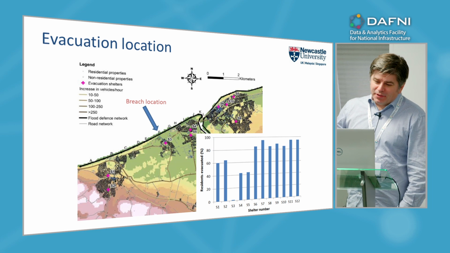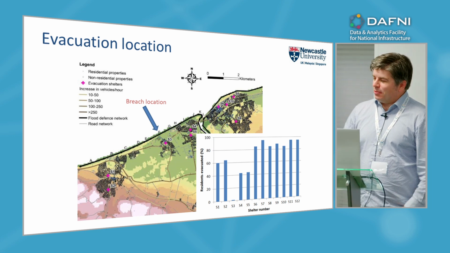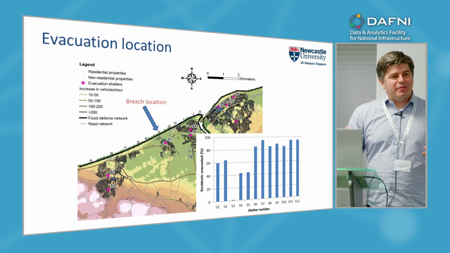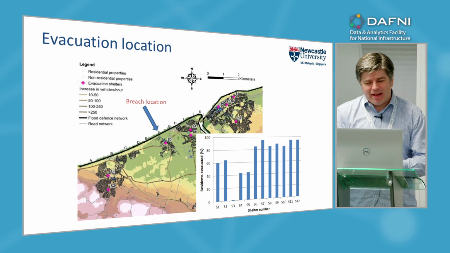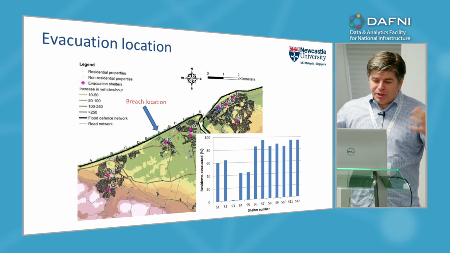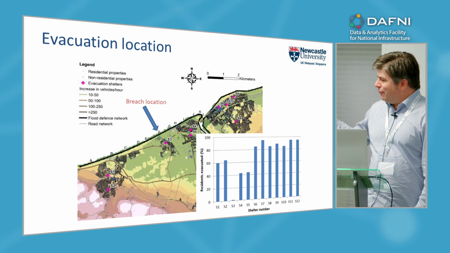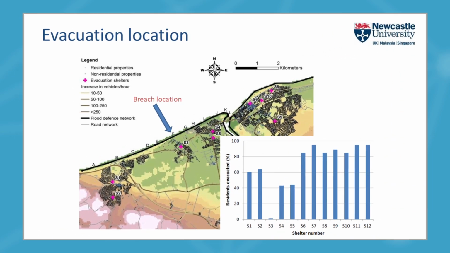And unsurprisingly, if you've got an evacuation shelter right behind where your flood defence breach is, it's not a very good place to have it. Which is why a multiplicity of sites is often the right way forward. But this is a demonstration of what can be achieved. We're also able to identify where choke points occur.